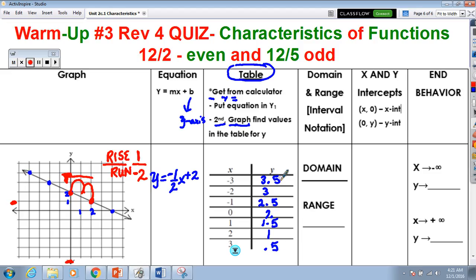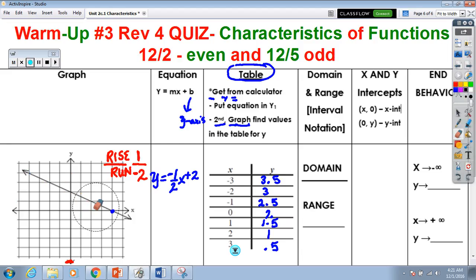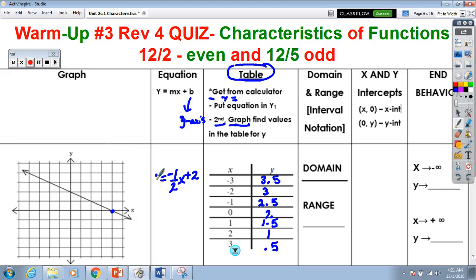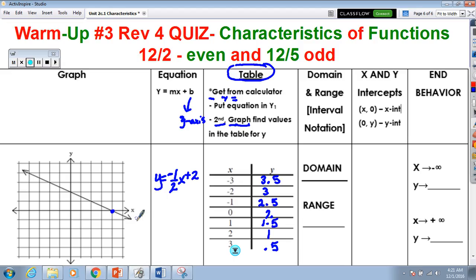Okay, so now I want to do my domain, and remember the domain is the same for all linear functions. All linear functions that have an arrow on both sides of the line, that means they go on and on forever. So the domain will consist of negative infinity to positive infinity, and it has to be in that order. We put the numbers in order from smallest to greatest. So the smallest x value is negative infinity, and the largest x value is positive infinity.